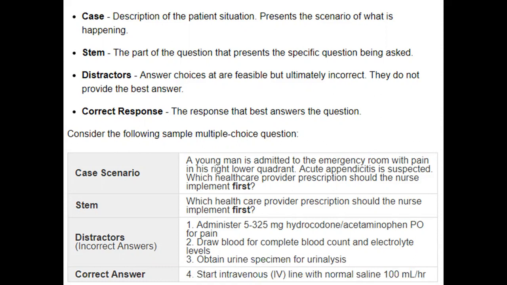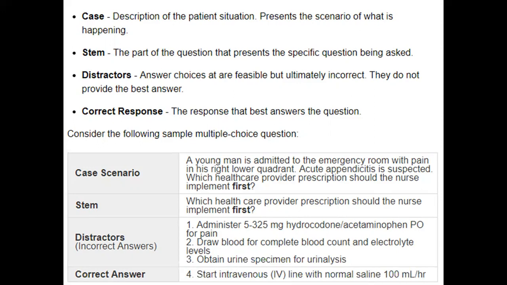So here's a sample multiple choice question. A young man is admitted to the emergency room with pain in his right lower quadrant. Acute appendicitis is suspected. Which healthcare provider prescription should the nurse implement first? So the STEM question here is, which healthcare provider prescription should the nurse implement first? So that is basically the question of the statement.